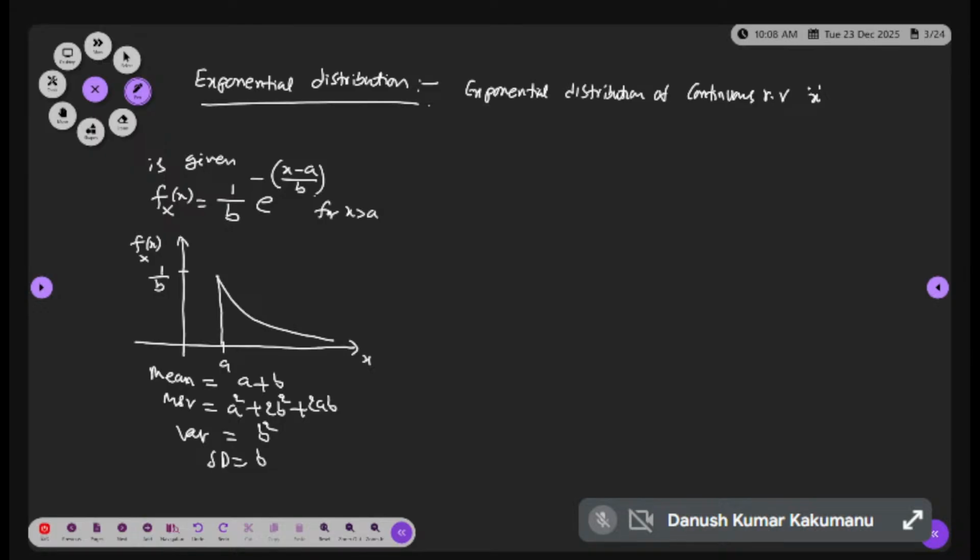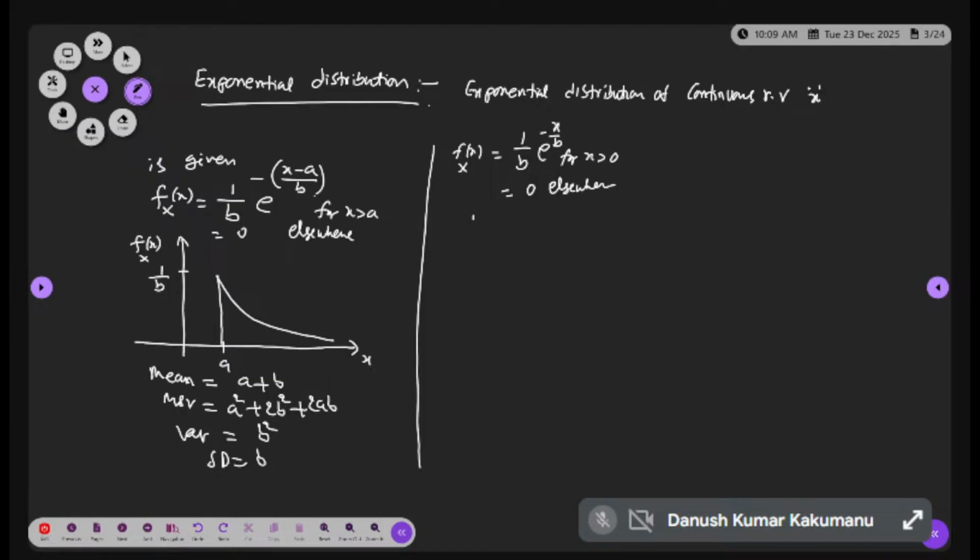See, the exponential distribution is famous. Worldwide we are using this. But from the GATE point of view, they are restricting a to 0. In the GATE point of view, what is our f of x for the exponential distribution? They are keeping a as 0. What is the answer we are going to get? 1 by b e power minus x by b for x greater than 0, and they will write 0 elsewhere.